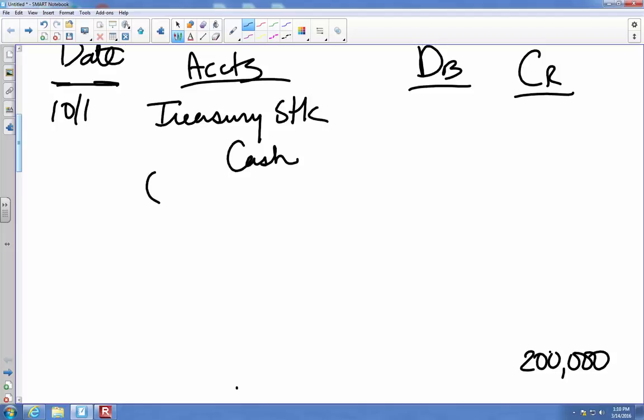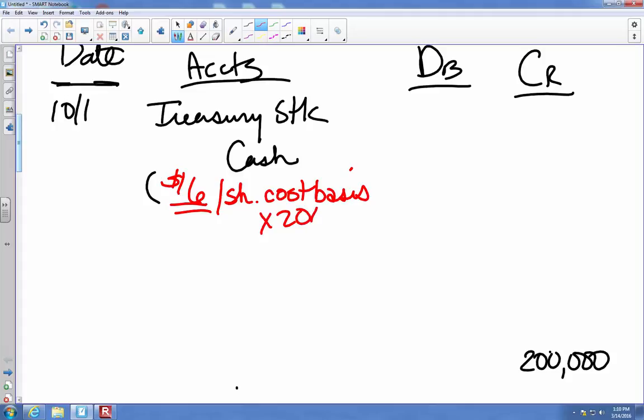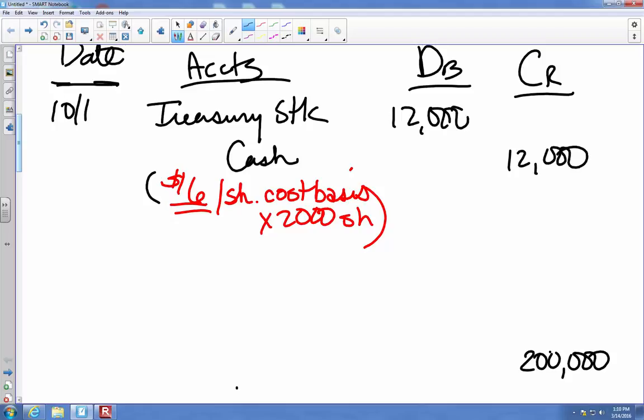It's that simple. You are no longer tracking par. The new amount you're tracking is the $6 per share cost basis, because that's what you paid for it. So when you reissue this stuff, you pull it off the books at that $6. Now go to your stock register and deal with those shares. Get those shares in your stock register.